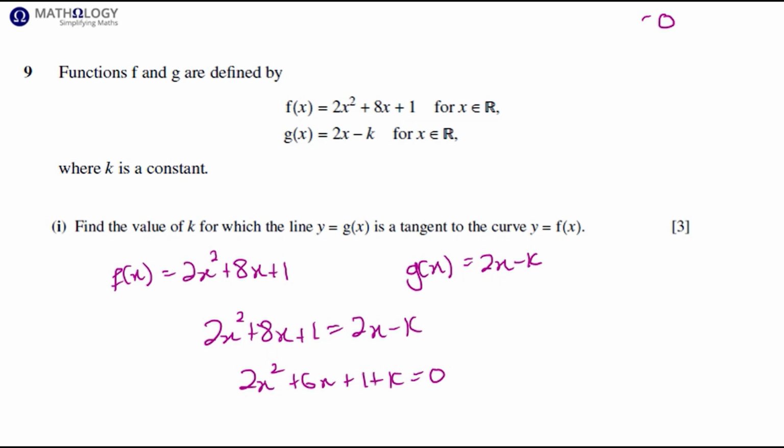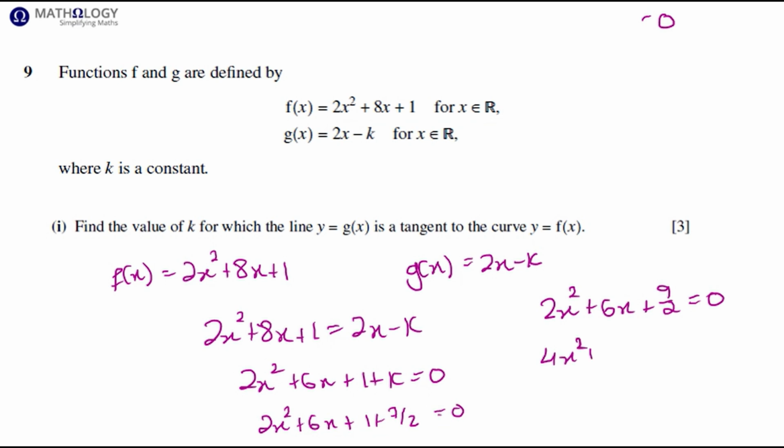So when k is 7 over 2, then we've got the resultant quadratic 2x squared plus 6x plus 1 plus 7 over 2 equals 0. So the quadratic is 2x squared plus 6x plus 9 over 2 equals 0. Multiplying through by 2 just to get a quadratic we can factorize will give us 4x squared plus 12x plus 9, and factorizing that will give us 2x plus 3 times 2x plus 3 equals 0. So x is minus 3 over 2.